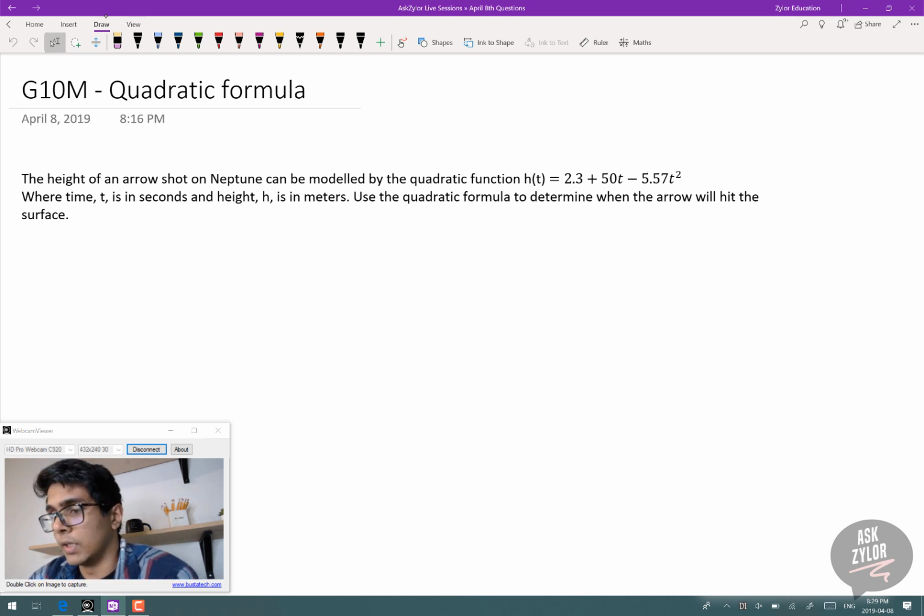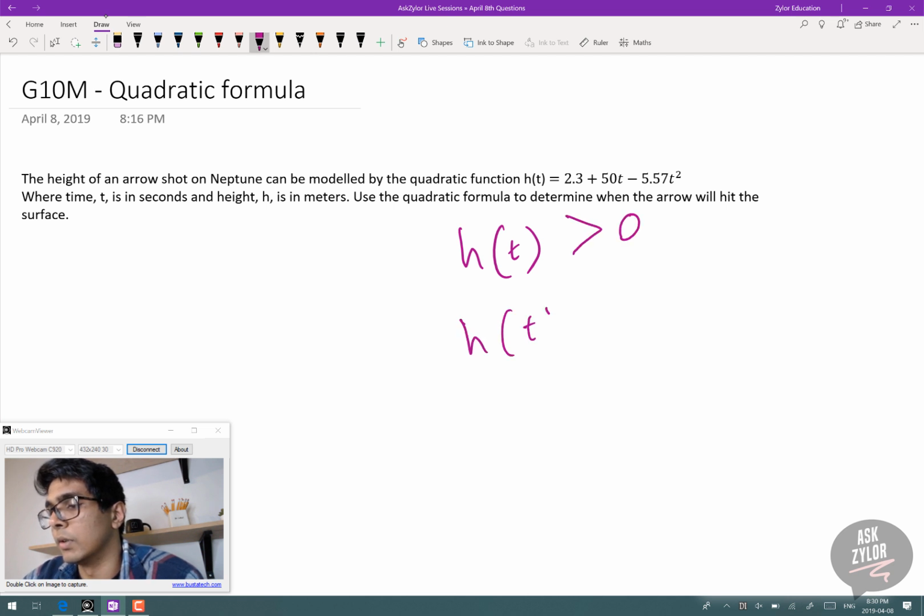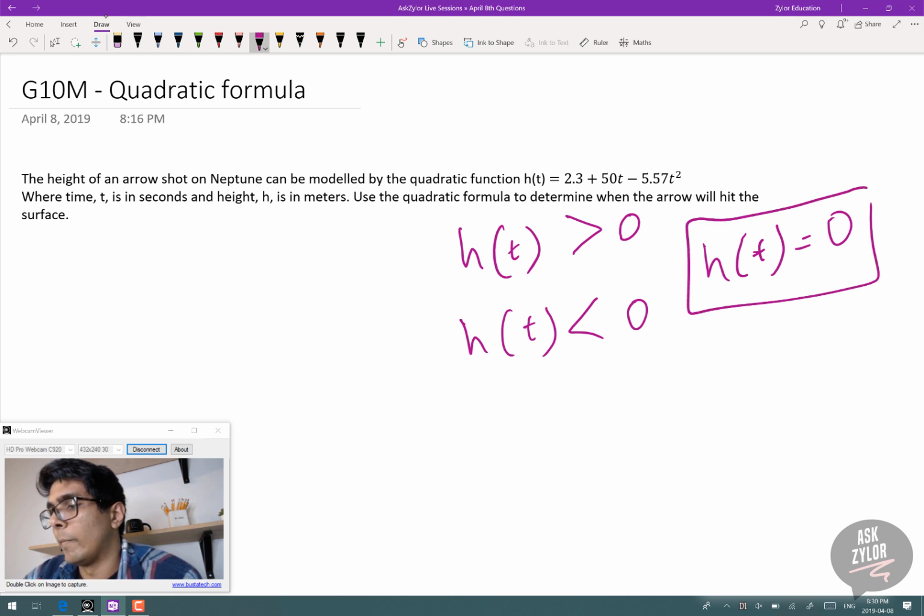So height in meters is interesting because we can get some information from it. If height is greater than 0, that's telling me it's above the ground. If it's less than 0, it's below ground, right? So that means height at exactly 0 is going to be when the arrow will hit the surface, right?